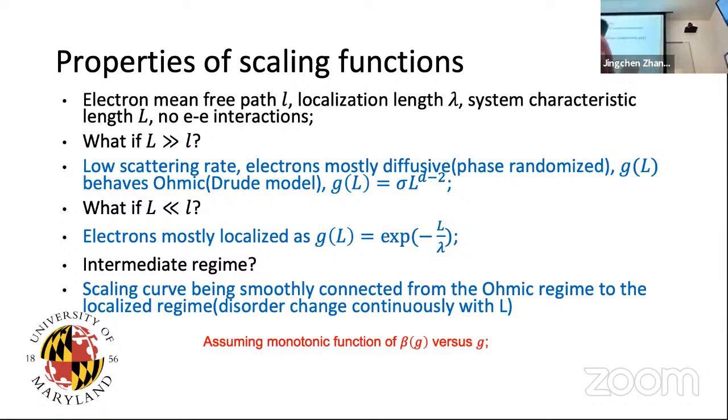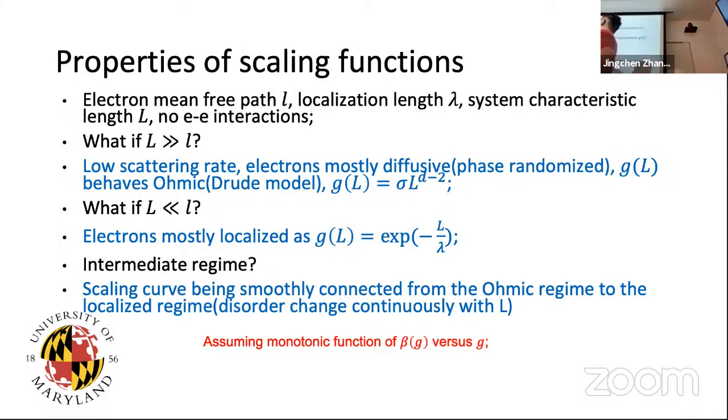All right, then we're going to explain some very simple but very powerful features of the beta function here. We have some physical parameters that impact the validity of this whole theory: the electron mean free path l, the localization length lambda, and the system characteristic length L, which is usually the size of your sample. Here we assume no electron Coulomb interactions at all, just for the simplicity of the theory.